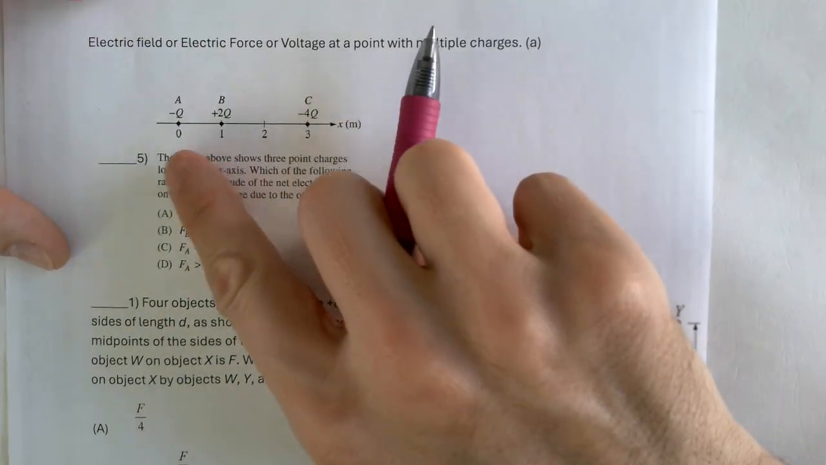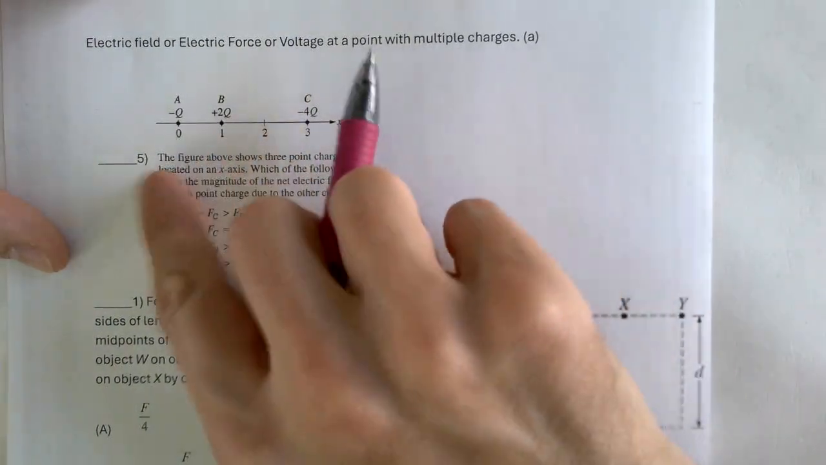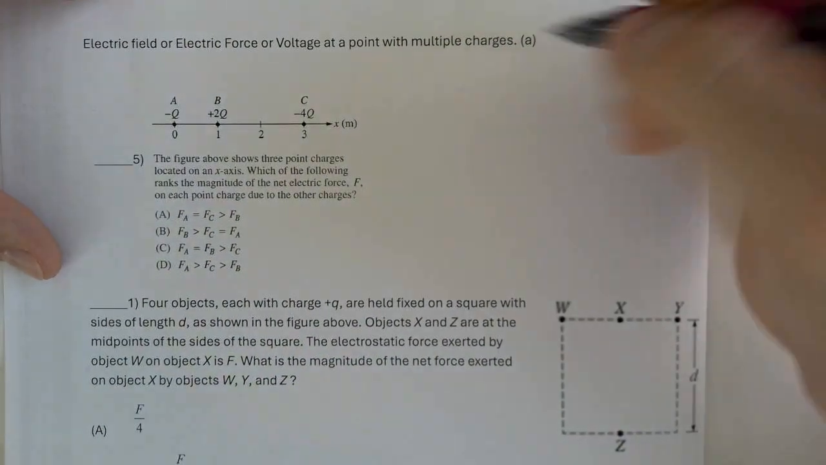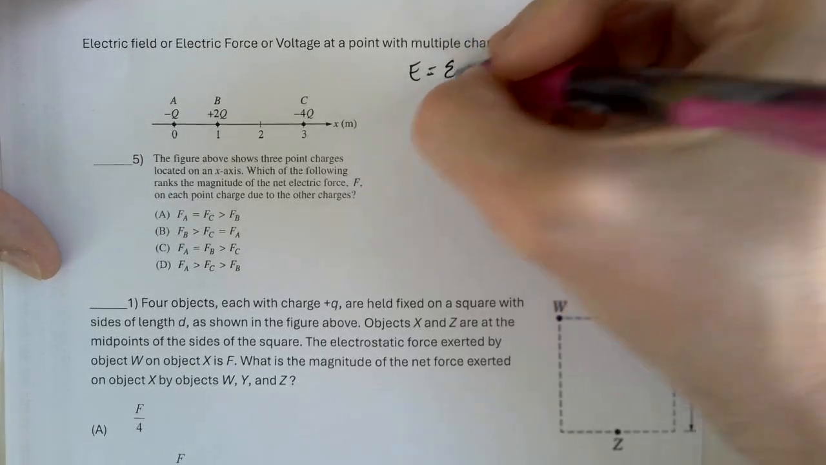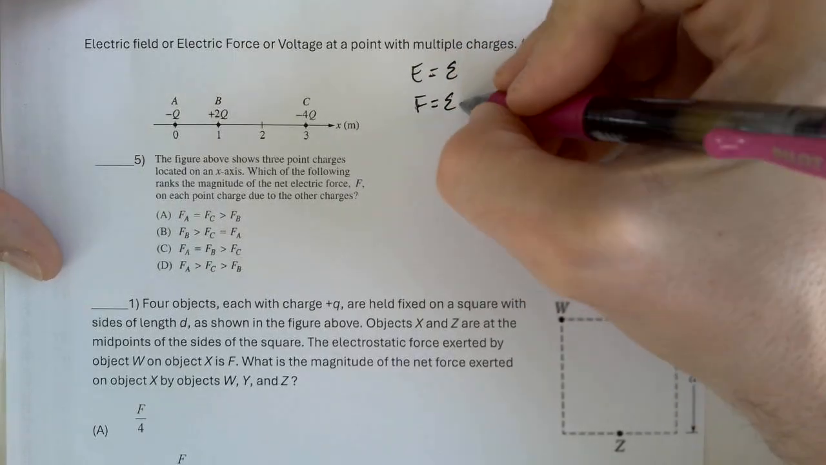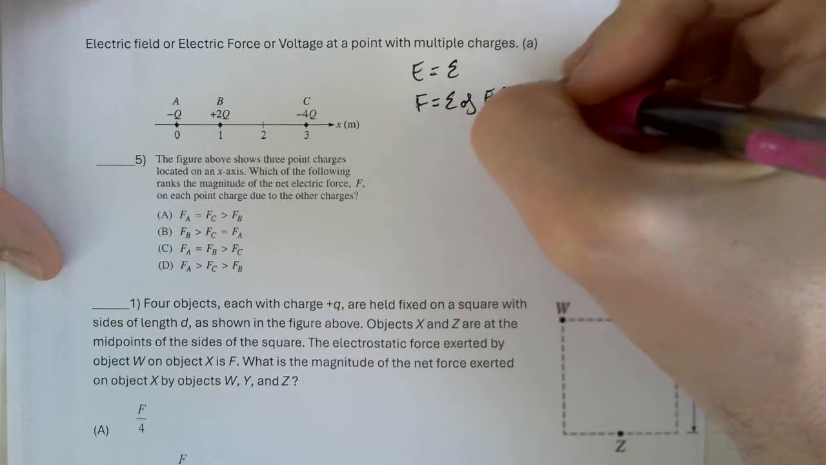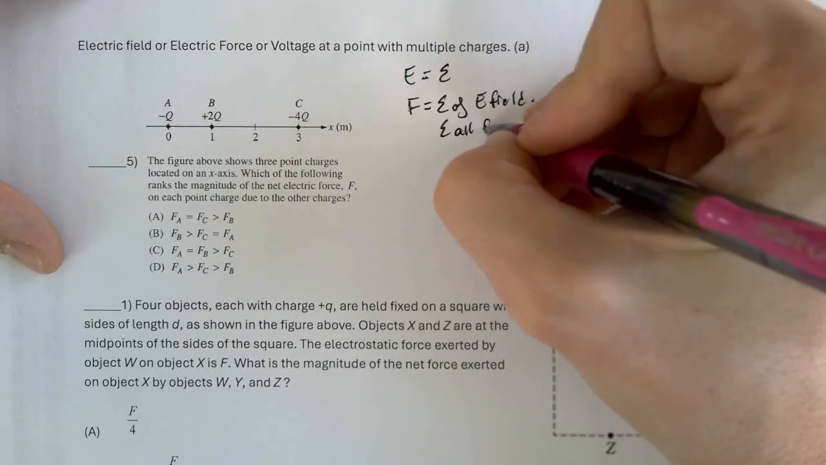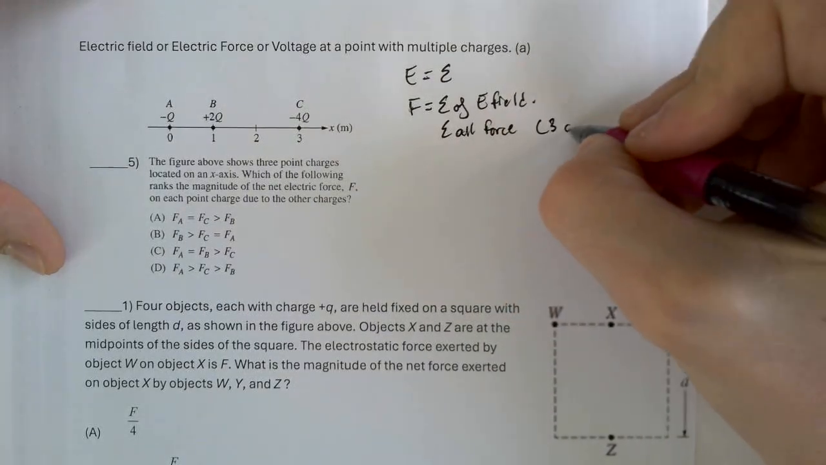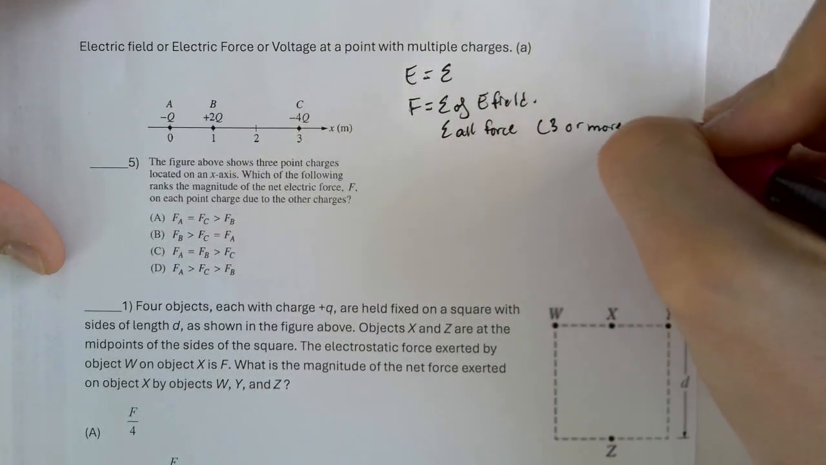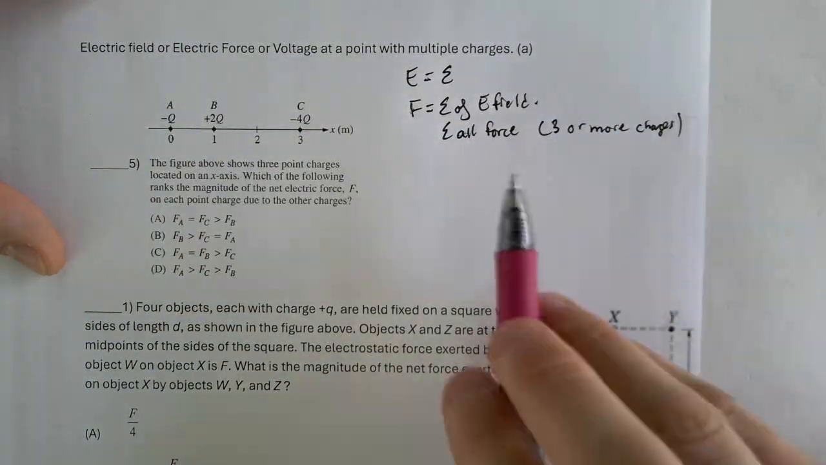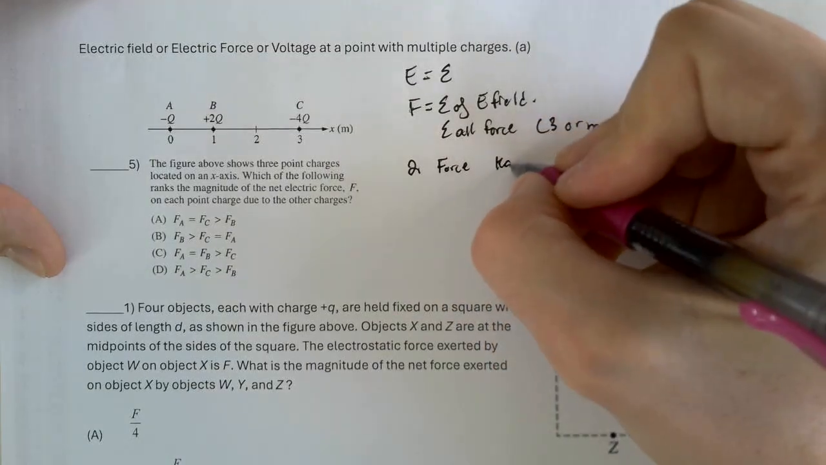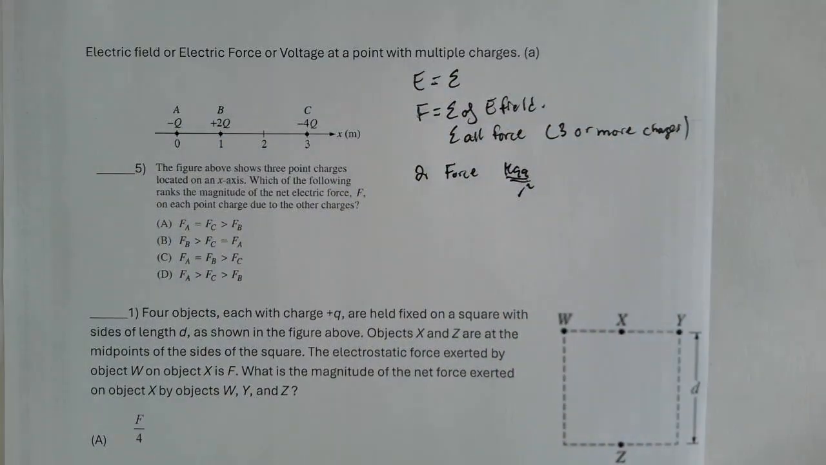So here we have 1, 2, 3 charges. Each of these charges is producing its very own electric field. Electric fields are a summation. Force is a summation of electric fields in some cases, and in other cases it's the summation of all the forces. That would be with 3 or more charges. If you only have 2 charges, you don't need to do a summation. You can just do kQQ over r squared. But if you have 3, you have to do a summation.